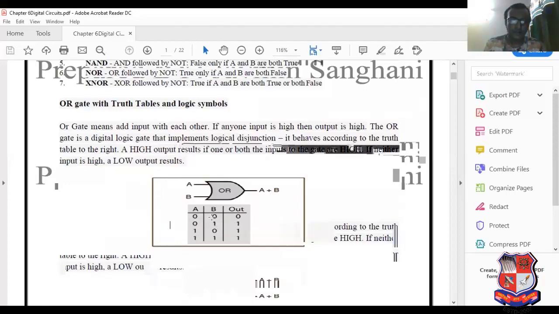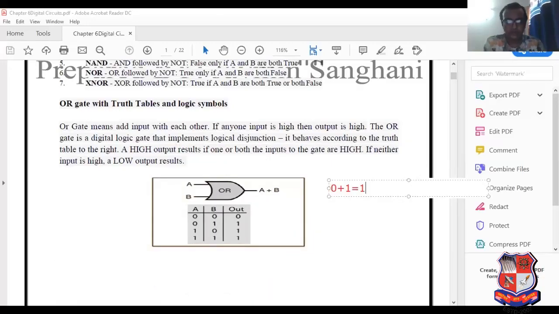Means what? If A B equal to 0 0, then output is 0. A equal to 0, B equal to 1, then output is 1. 0 plus 1 equal to 1, 1 plus 0 equal to 1, and 1 plus 1 represented in binary, it is 2.